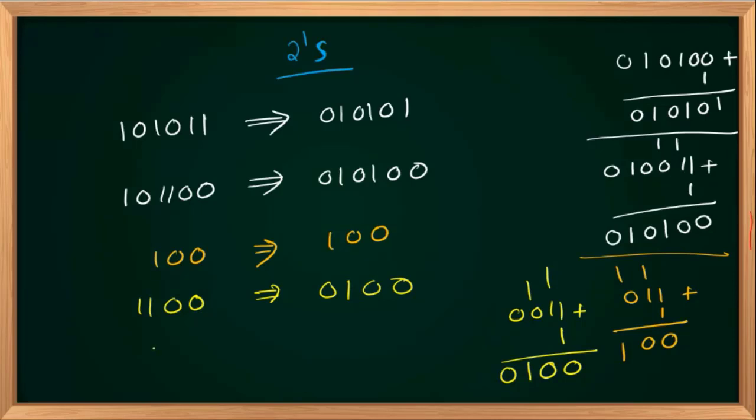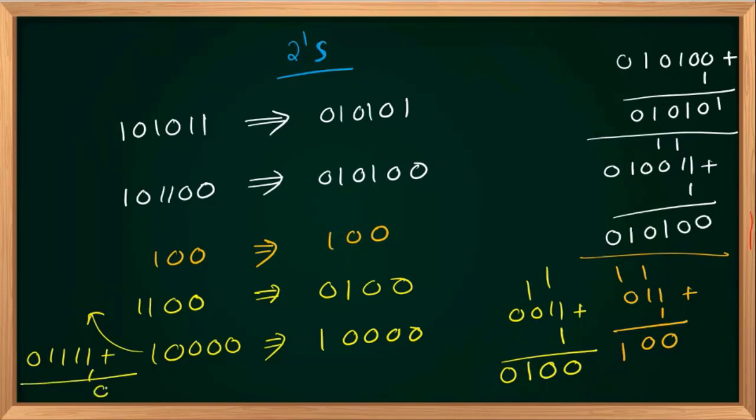Okay, if I'm taking 1 0 0 0 0, its 2's complement will be the same, because I should take 1's complement first, that is 0 1 1 1 1. I should add a 1. I will get 1 plus 1 is 0, carry 1. 1 plus 1 is 0, carry 1. 1 plus 1 is 0, carry 1. 1 plus 1 is 0, carry 1. 1 plus 0 is 1. So I get 1 0 0 0 0.